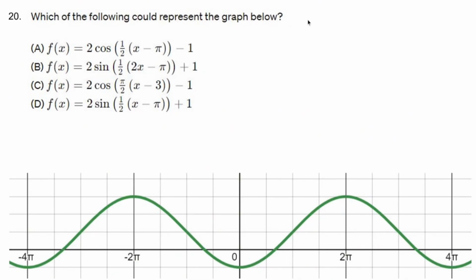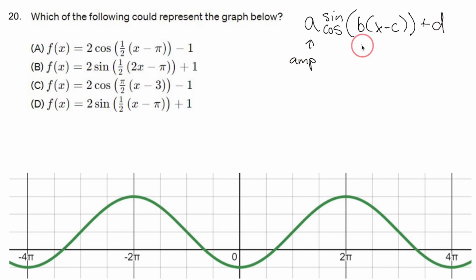You have a times either sine or cosine of b of x minus c, close it, plus d. A is the amplitude. B is the frequency. Now the frequency is 2 pi over the period, or if it helps, the period is 2 pi over the frequency. Let's see if we have to deal with that. We'll wait a minute until we get there.